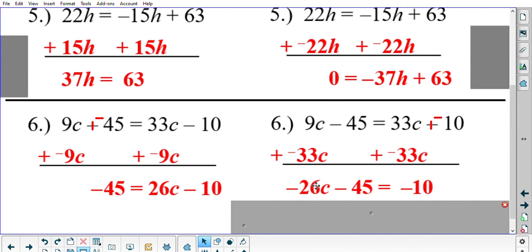Left-hand side is negative 26c minus 45. If you want to make that plus negative 45, you could. It was subtraction after all. It's the same as adding the opposite, so I'll leave that up to you. You don't have to make it add in the opposite necessarily in that situation.